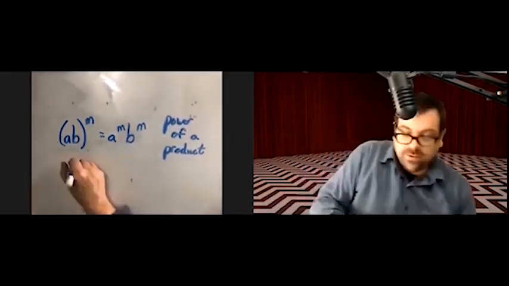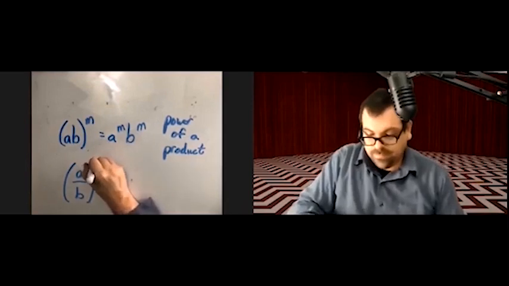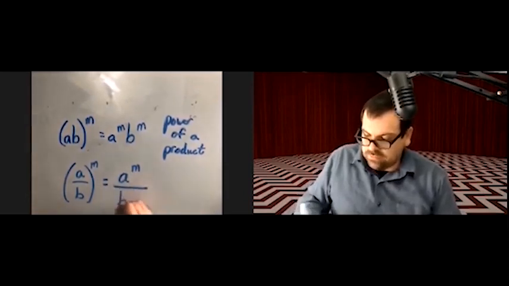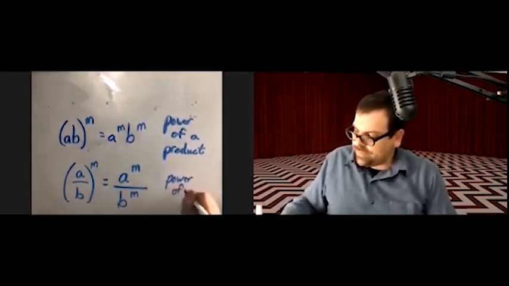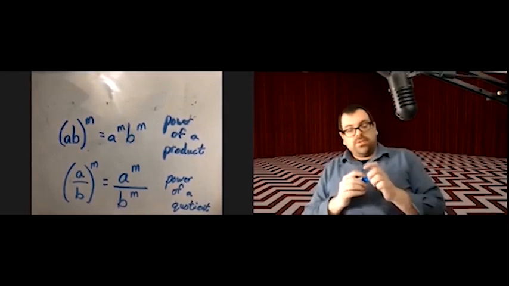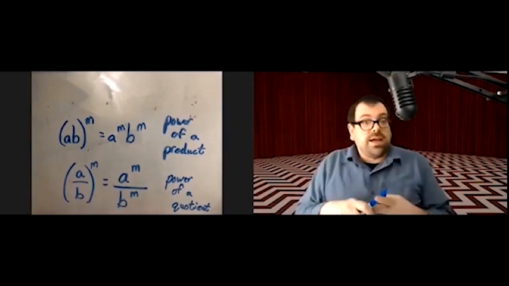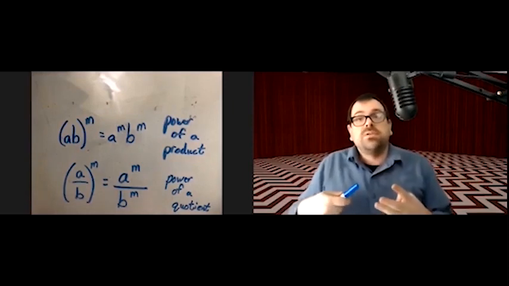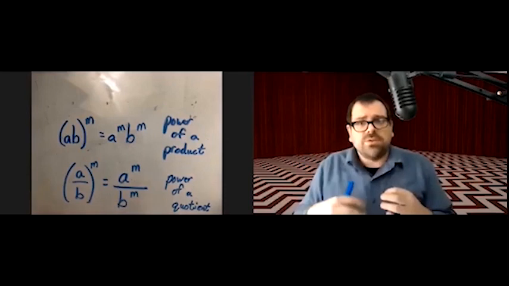And then the other one, where we're taking the power of a quotient, A to the M over B to the M. That's the power of a quotient. But again, the names don't really matter. What matters is being able to work with exponents when we are multiplying bases, dividing bases, taking bases raised to powers to other powers, taking powers of products, powers of things multiplied together, and powers of quotients, powers of things that are divided.